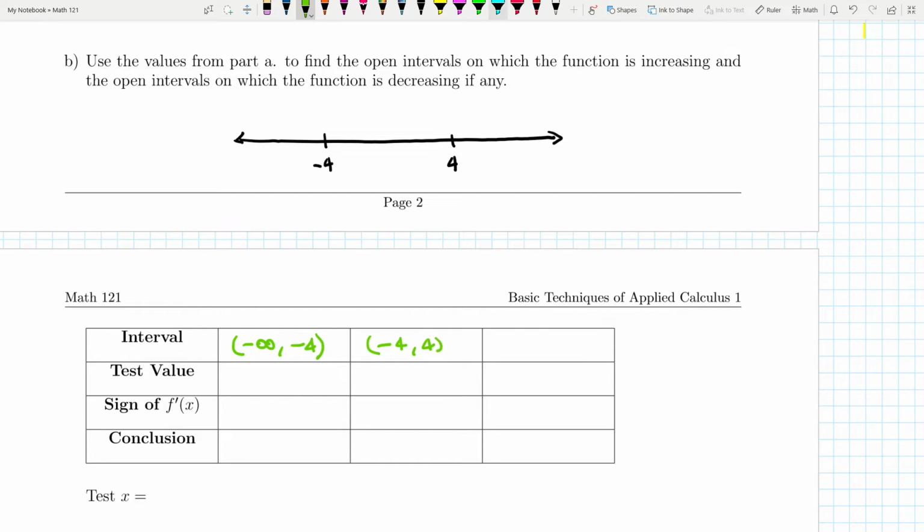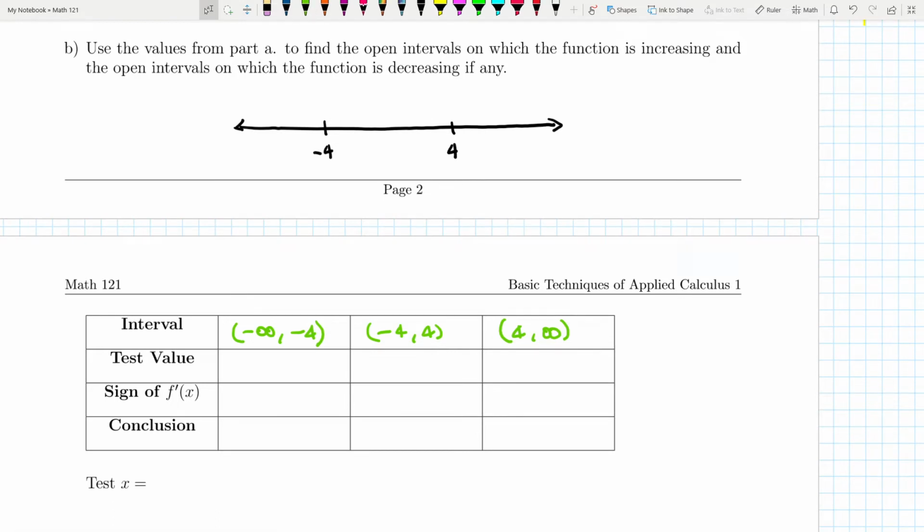And the third interval is going to go from 4 all the way to infinity. So let's write that down. From 4 to positive infinity. Okay, well, so what are we going to do? We are going to take a test value to determine the sign of f prime, and from there we will conclude whether the function will be increasing or decreasing. So pick a test value and then evaluate the sign of f prime.